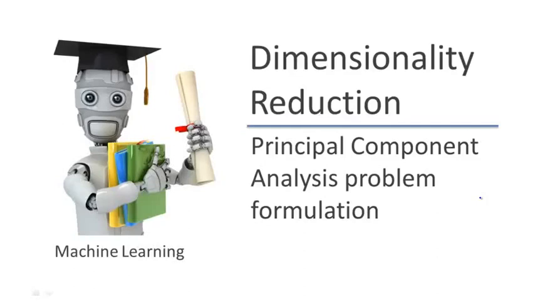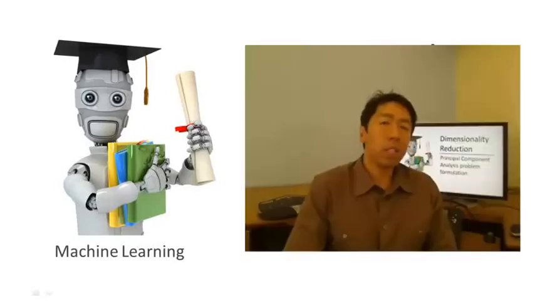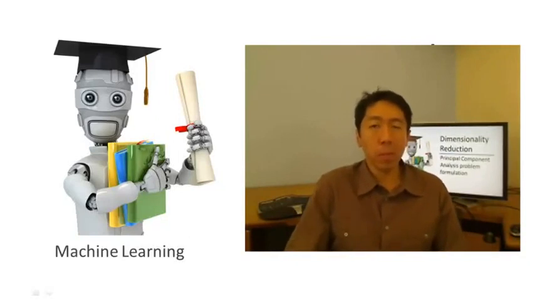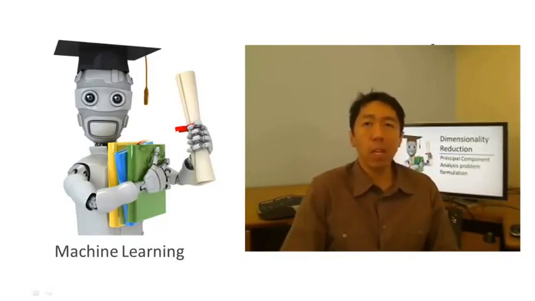For the problem of dimensionality reduction, by far the most popular, by far the most commonly used algorithm is something called principal components analysis, or PCA. In this video, I'd like to start talking about the problem formulation for PCA. In other words, let's try to formulate precisely what we would like PCA to do.